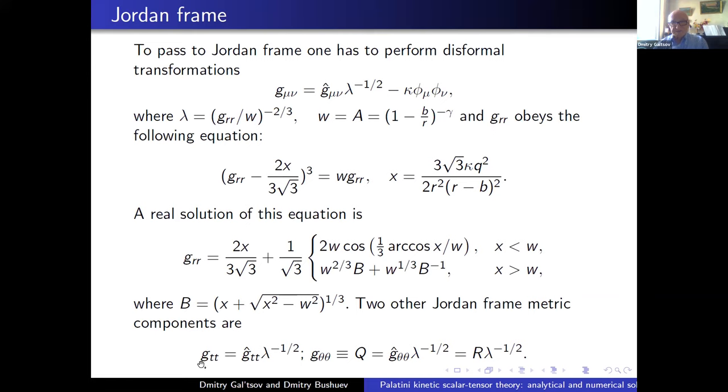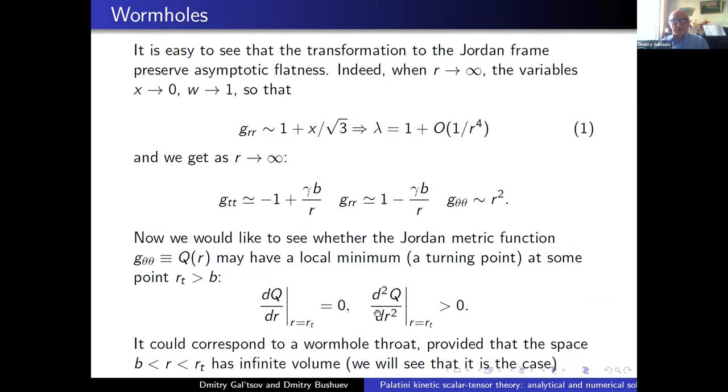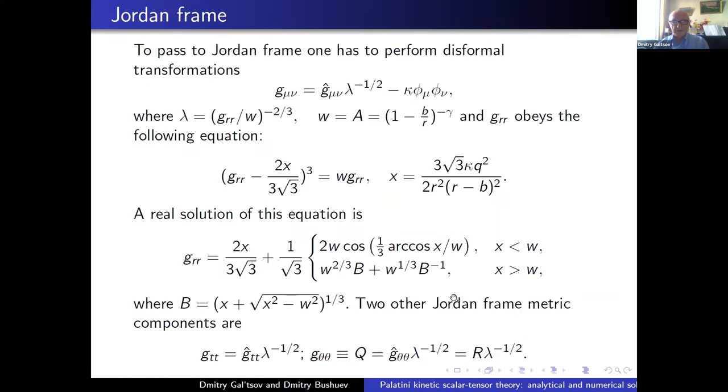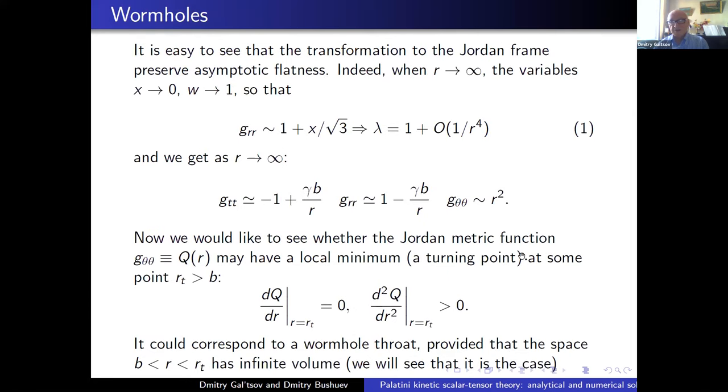Now, the other Jordan frame metrics, GTT and G theta theta, are just conformally related with this factor, which is now known. So finally, this means that we have found a solution analytically, but the analytical form is not very informative: combinations of non-integer powers, cosine, arccosine, and so on. So finally, we have to make numerics to understand what it means.